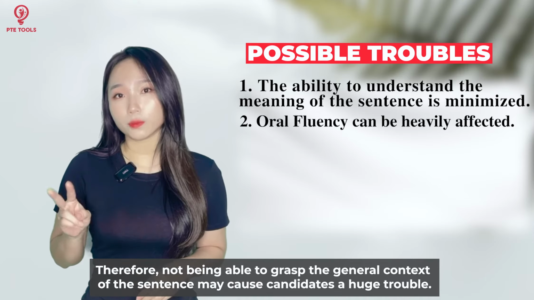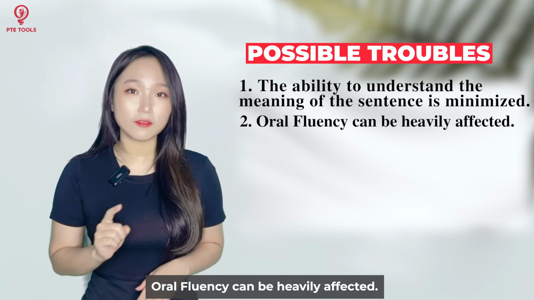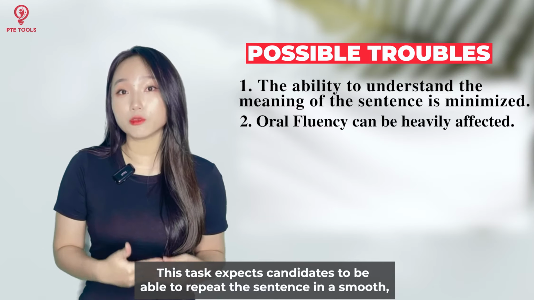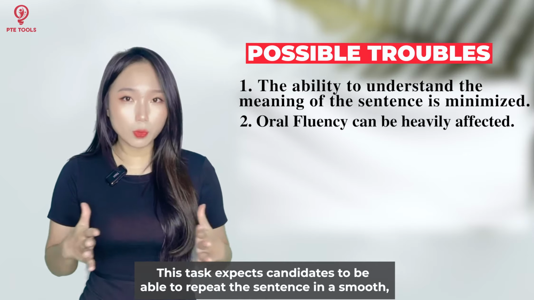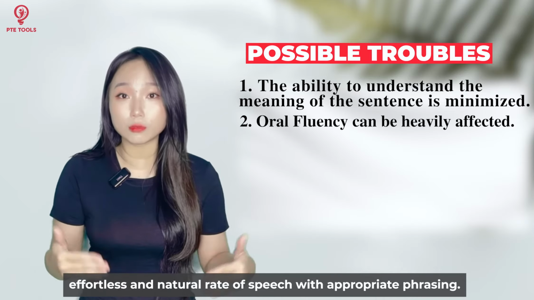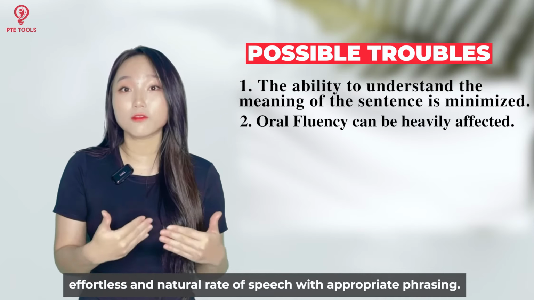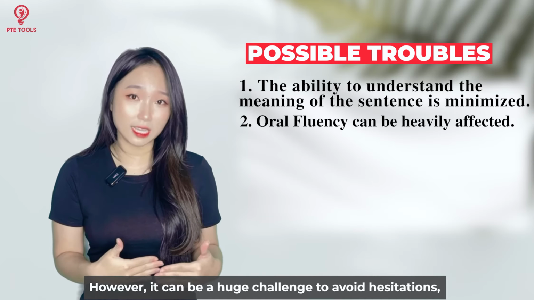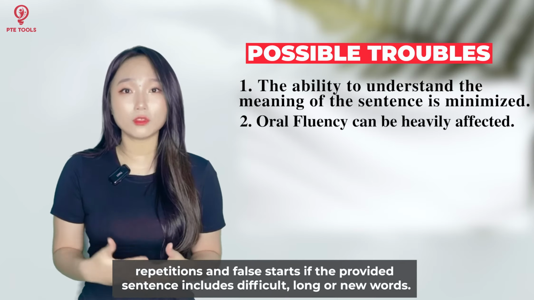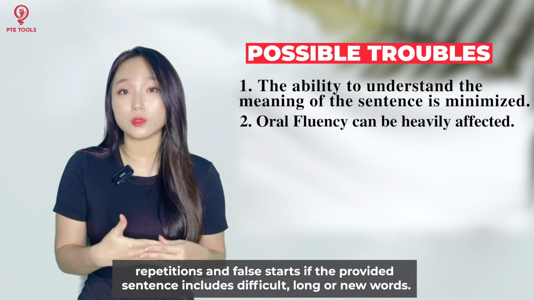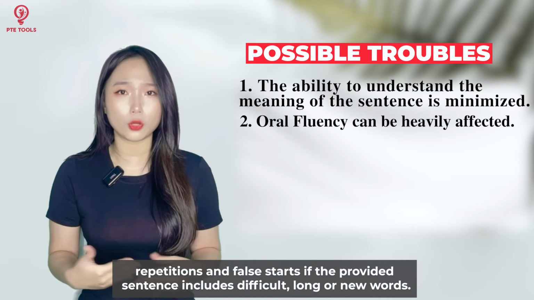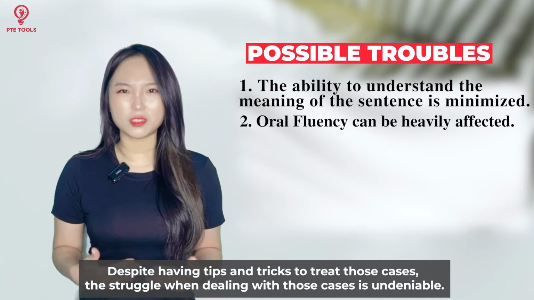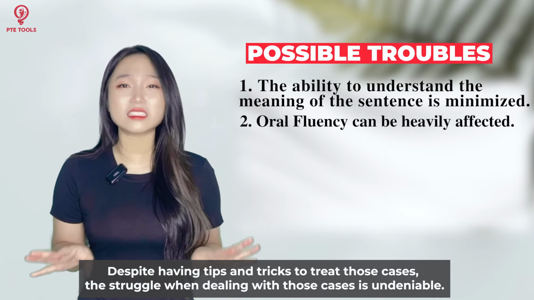Problem number 2, oral fluency can be heavily affected. This task expects candidates to be able to repeat the sentence in a smooth, effortless, and natural rate of speech with appropriate phrasing. However, it can be a huge challenge to avoid hesitations, repetitions, and false starts if the provided sentence includes difficult, long, or new words. Despite having tips and tricks to treat those cases, the struggle when dealing with those cases is undeniable.